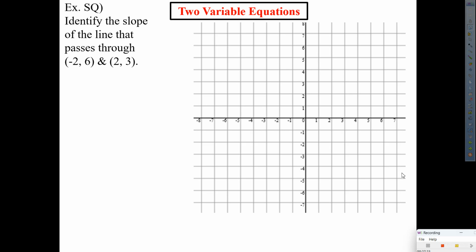All right, do me a favor, check with your neighbor to make sure that they got the process down. They have the slope being the same as yours. If not, give them $5.